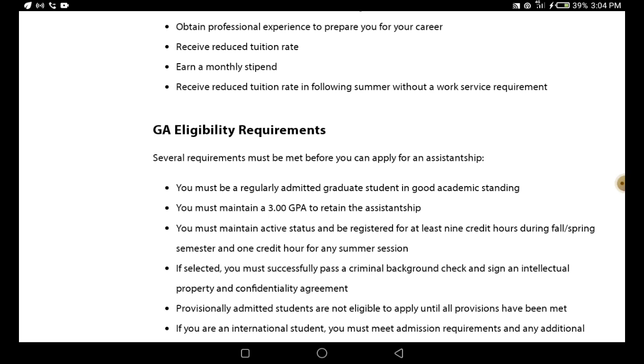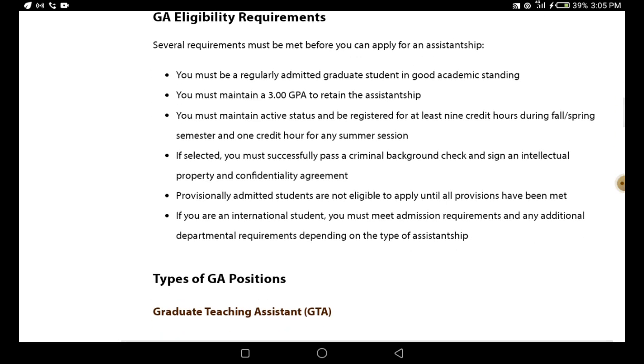You must maintain active status and be registered for at least 9 credit hours during the fall and the spring semester. Okay. If you are selected, you must also successfully pass a criminal background check if you are going to get the graduate assistantship. Provisionally admitted students are not eligible to apply until all provisions have been met. Okay, so in most cases, they will give you provisional admission. If you are not fully admitted, you cannot get this. If you are an international student, you must meet the admission requirement of the program you are applying to and any other requirement from the department that you are applying to.